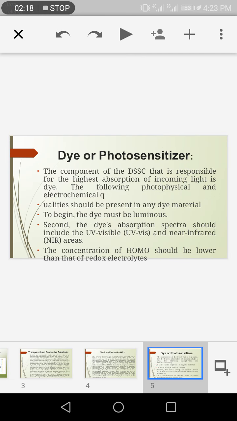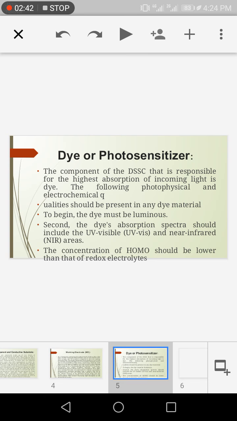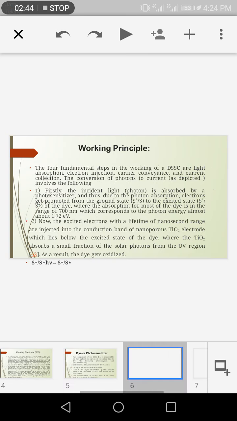Third one is the dye, or photosensitizer. The component of the DSSC that is responsible for the absorption of incoming light is the dye. The following photochemical and electrochemical qualities should be present in any dye material. To begin, the dye must have luminescence. Second, the dye absorption spectra should be in the UV, visible and infrared area. The HOMO should be lower than that of the redox electrolyte.